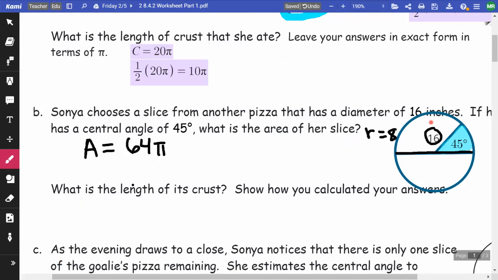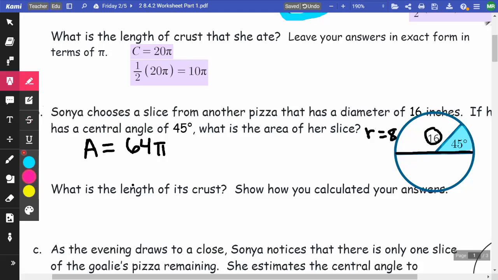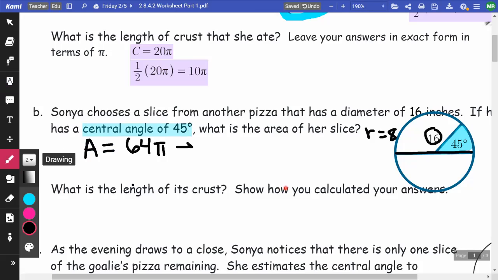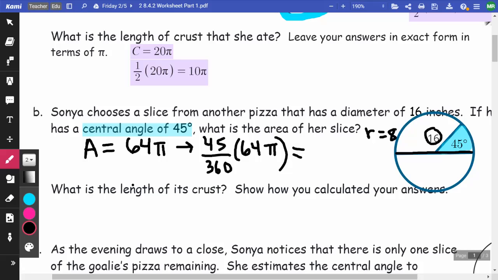That would be the whole entire pizza, but she only ate a 45 degree angle. And so what I'm going to do is figure out what part of that. Well, she ate 45 out of 360 degrees. 360 would be the whole entire circle. She ate 45 degrees out of that 360 times 64 pi. And then I'm going to put that into my calculator. I'm going to leave it with the pi. So when I did that math, I ended up with 8 pi as my answer. That's the area of the slice that she ate.